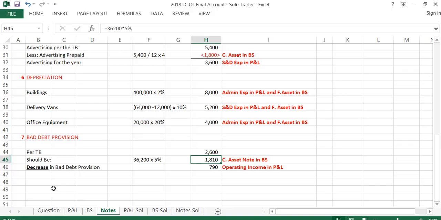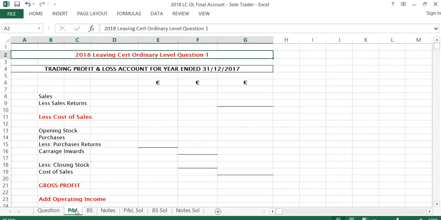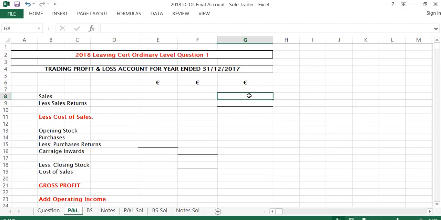So that's our notes looked at. Now we just have to start off with the accounts. So the first account we have to do is the profit and loss account. So as always, with the trading profit and loss account, we're going to start off with our sales and take away any sales returns that there are.